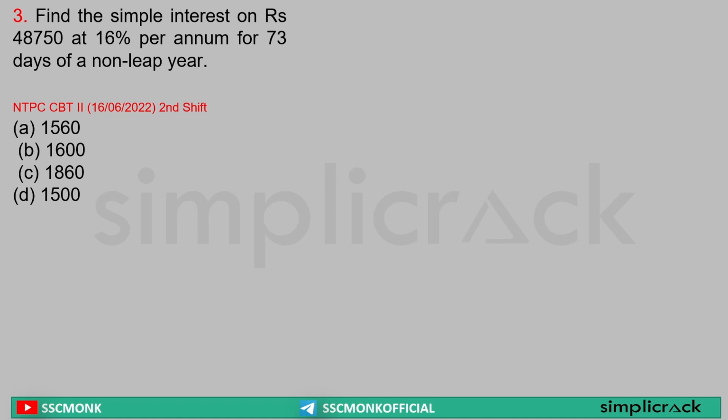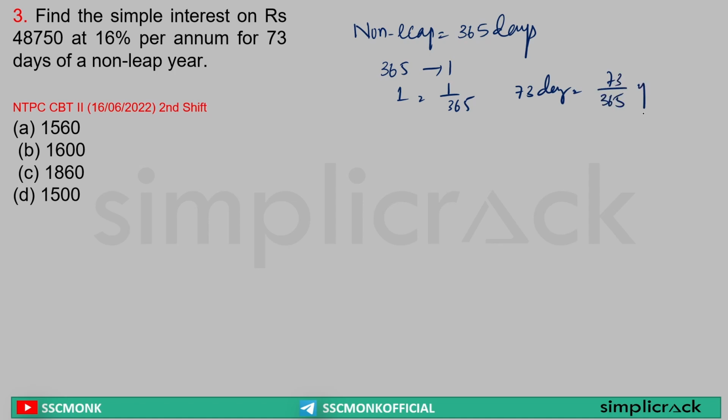Next, find the simple interest on 48,750 at 16% per annum for 73 days of a non-leap year. See, non-leap year is information which says that this year has 365 days. Okay, so 365 days is 1 year, 1 day is 1 by 365 year, so 73 days is equal to 73 by 365 year. Clear?